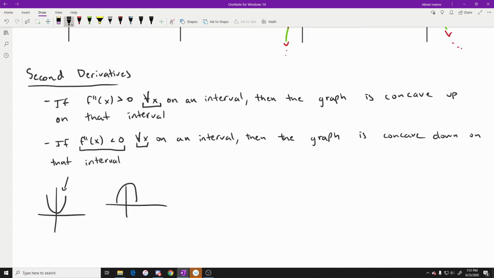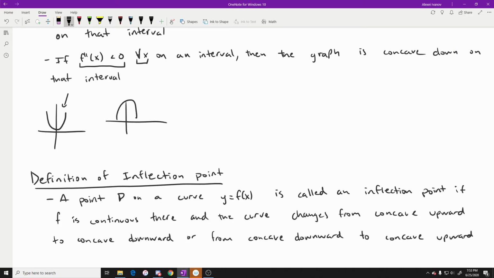It's opening downwards. So this leads us into the definition of an inflection point. A point P on the curve y equals f of x, and it's important to note that it's actually on the curve. We call this point P an inflection point if f is continuous there and the curve changes concavity from either concave up to concave down, or from concave down to concave up. Once we hit that point, it would look something like this, right? So before, on this interval right here, we were concave up, and then all of a sudden on this interval we're concave down. So the inflection point would be somewhere around here.